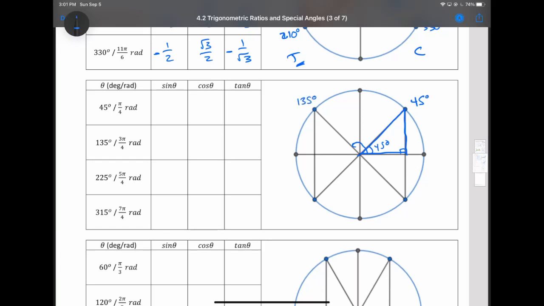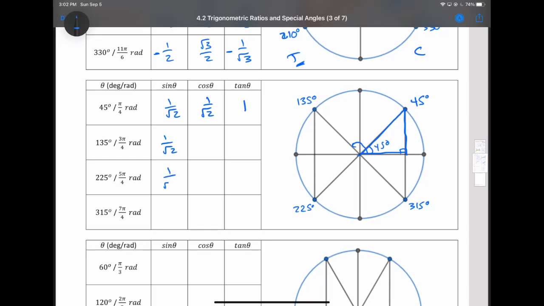Down in the bottom left, we have 180 plus 45. And over in the bottom right, we have 360 minus 45, which is 315. Okay, so now for the 45-degree angle, the one we already know, we have 1 over root 2, 1 over root 2, and 1.